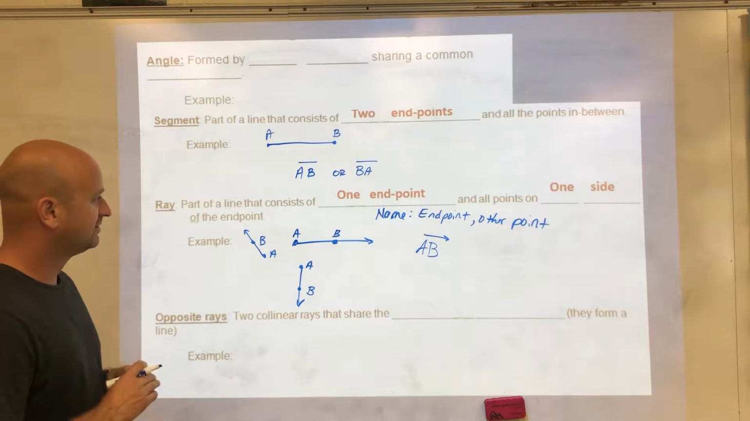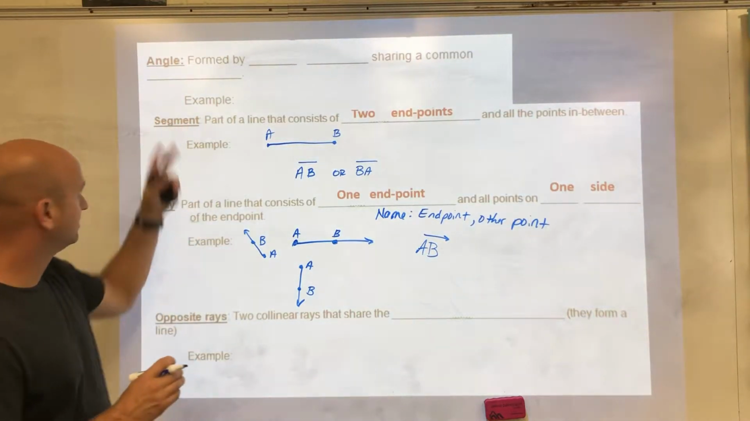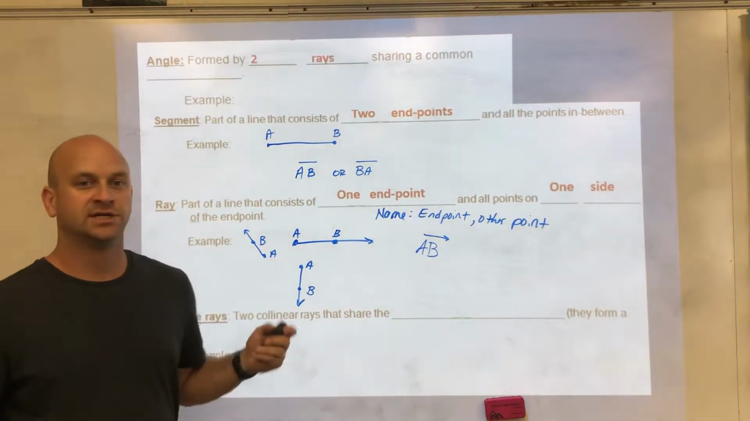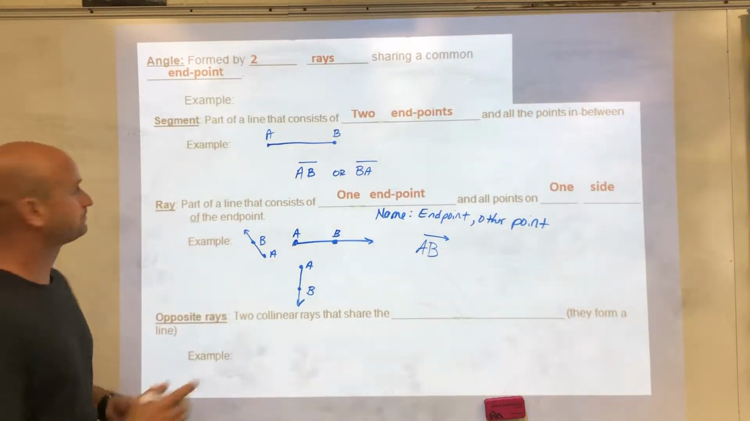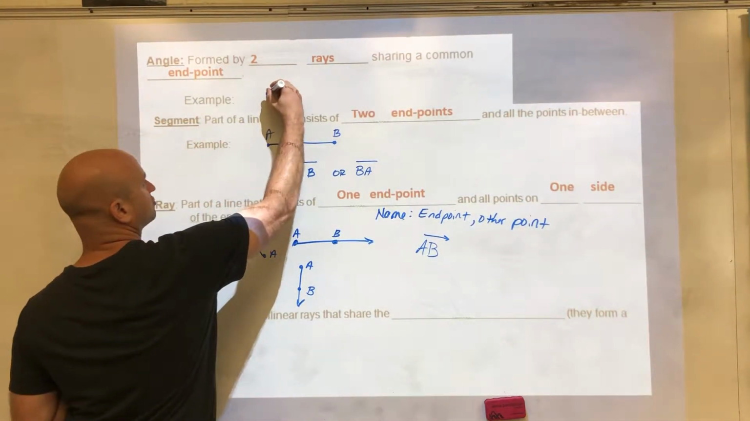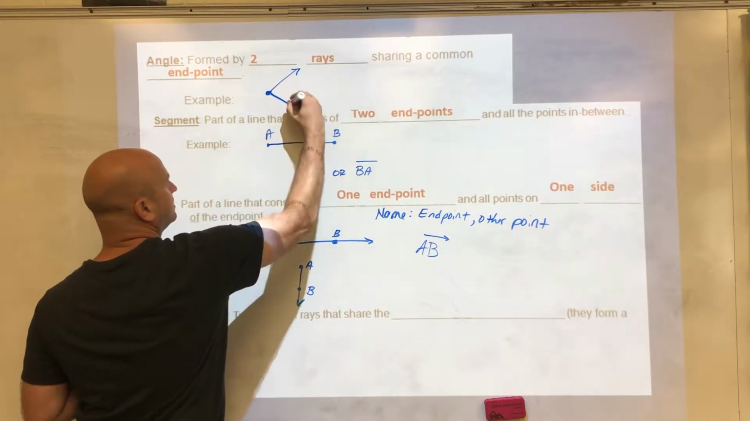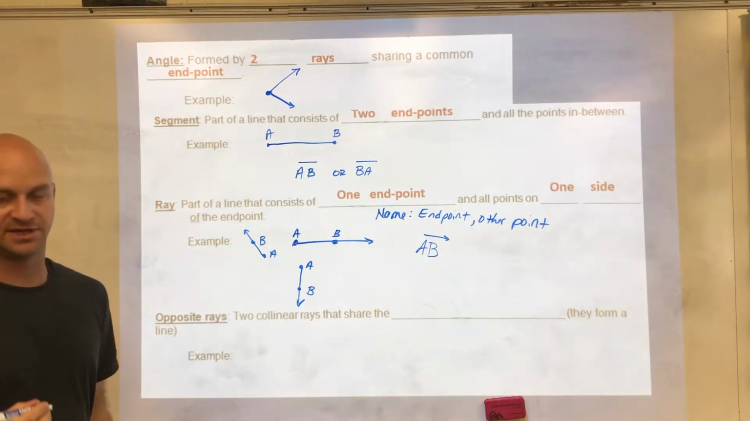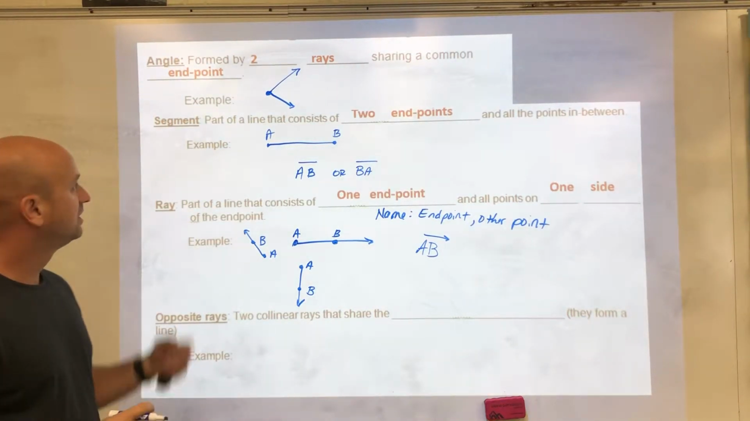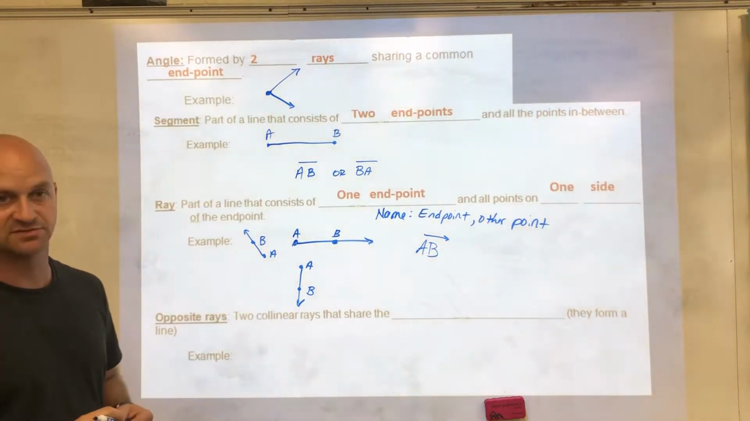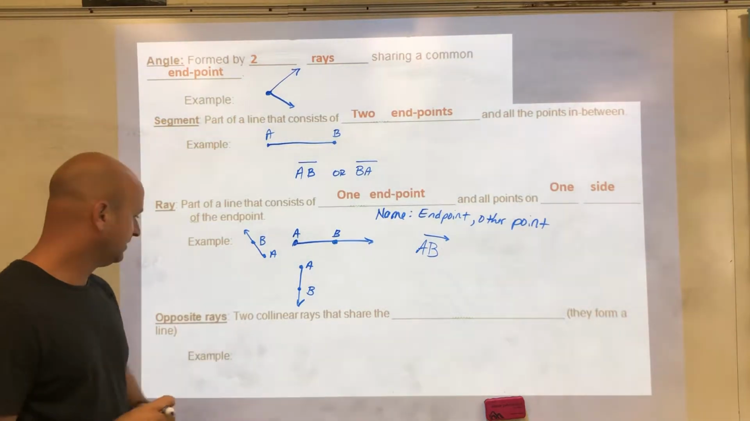All right, now that we have a ray defined, we can come up to angle, because an angle is formed by two rays that share a common endpoint. So if we were to draw an angle, it would look something like that. We will talk about naming an angle in a future lesson, but for now that would be the definition of angle.